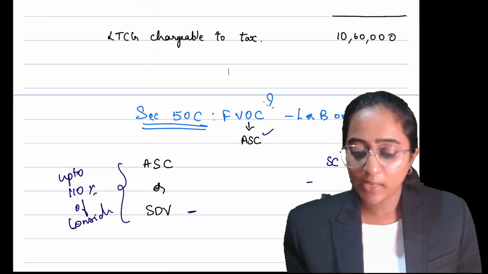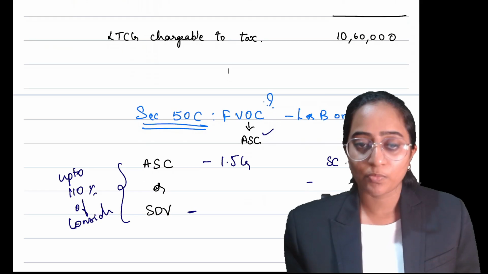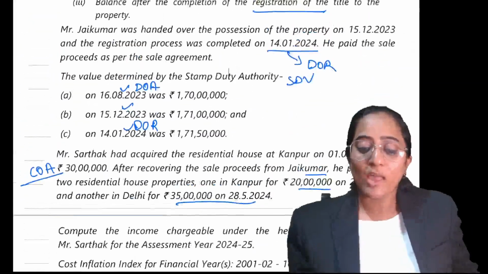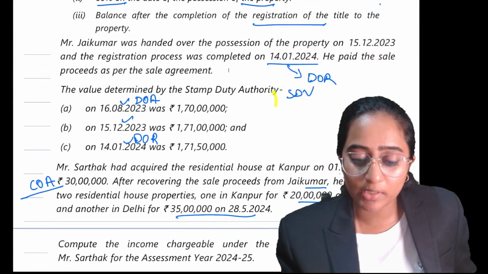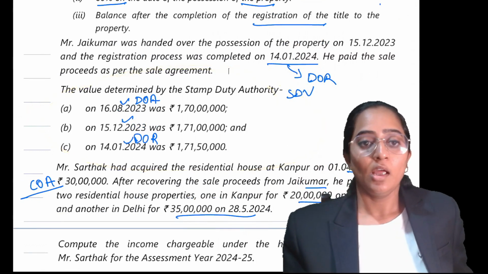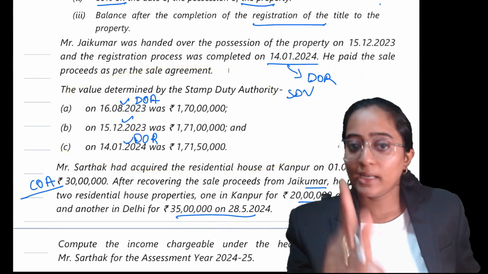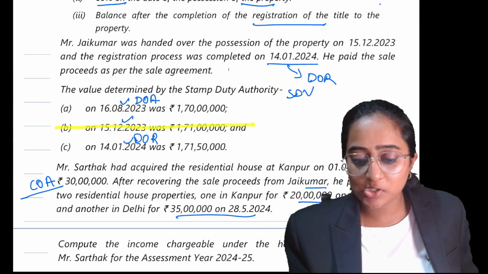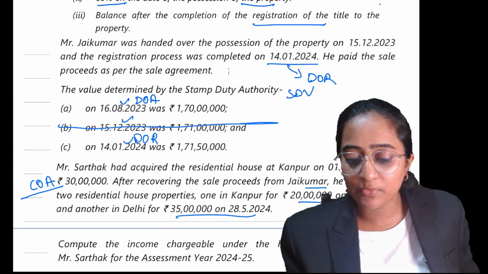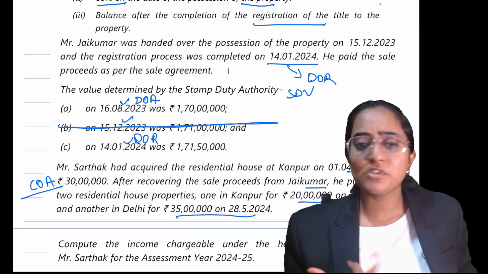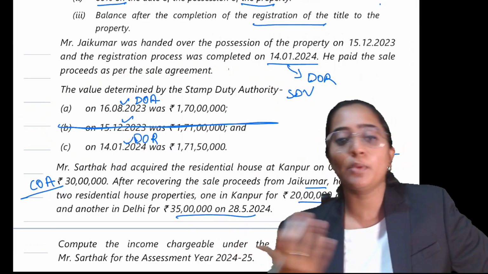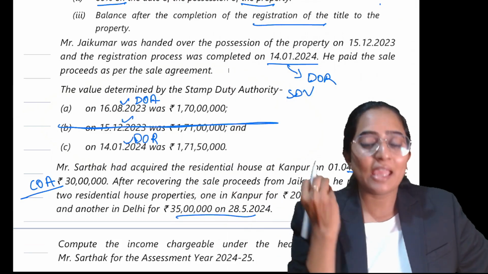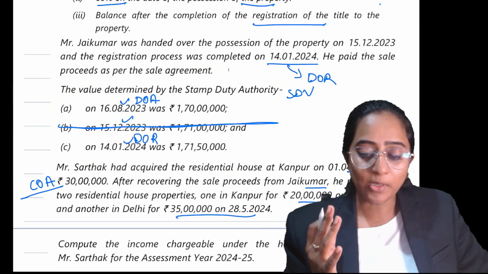Everyone, my actual sale consideration is 1.5 crores. Now, the problem is that you have three SDVs provided over here. Remember, three SDVs are there: date of acquisition, date of agreement, date of registration, and the possession handed over. Ignore the possession handed over because it is irrelevant for our exam purpose. The provision doesn't consider possession of the property as an SDV anywhere. No provision states that point.